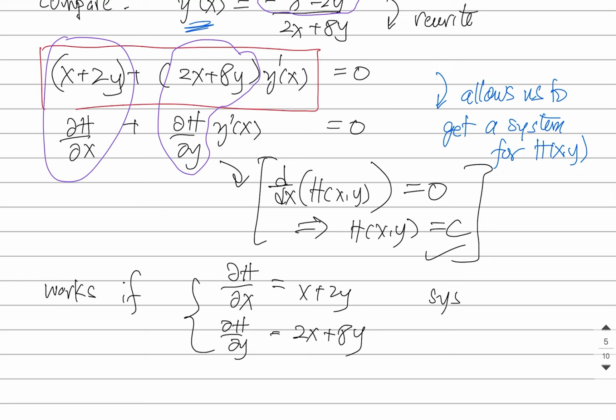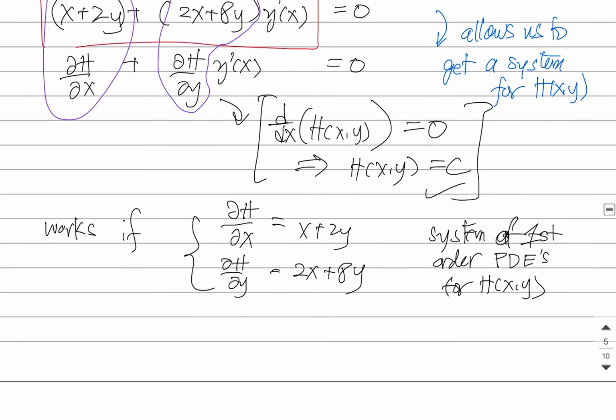What this is, folks, is a system of first order partial differential equations for h of x and y. This is a system of first order PDEs for the function we're looking for. And it makes sense that they should be partial differential equations because it's a function of two variables. So what we have to do is solve this by a technique known as partial integration. You might say, what on earth is partial integration?